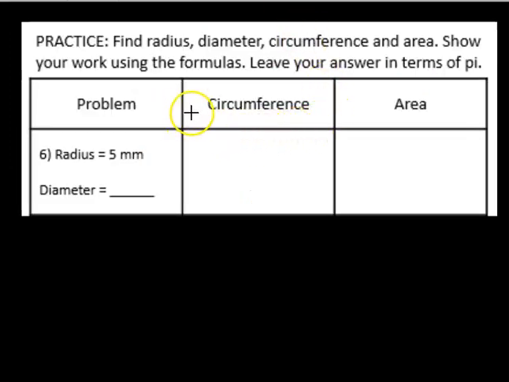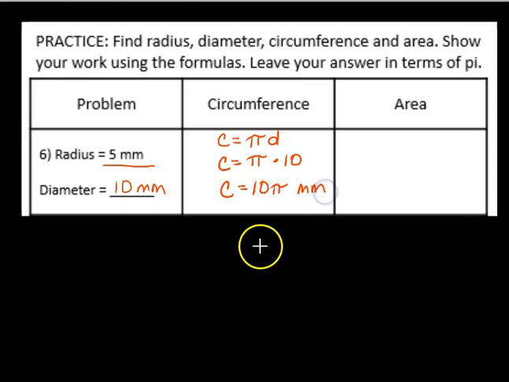All right, so in this one, we're going to do the same thing, except we're going to leave our answer in terms of pi. So if my radius is 5, that means my diameter is 10. Circumference equals pi d. So circumference equals pi times the diameter of 10. So my circumference would equal 10 pi millimeters.